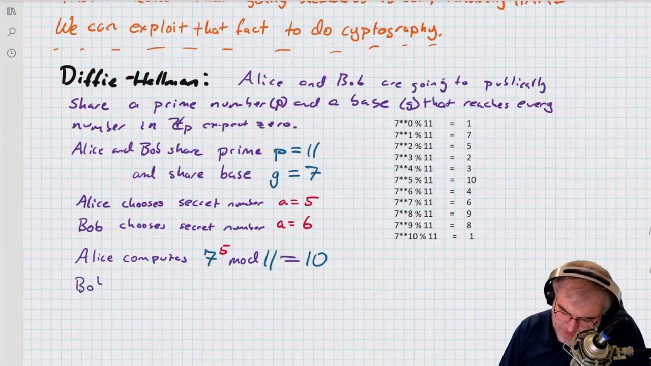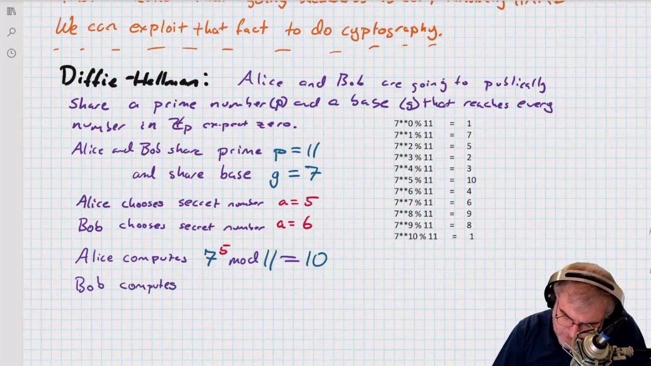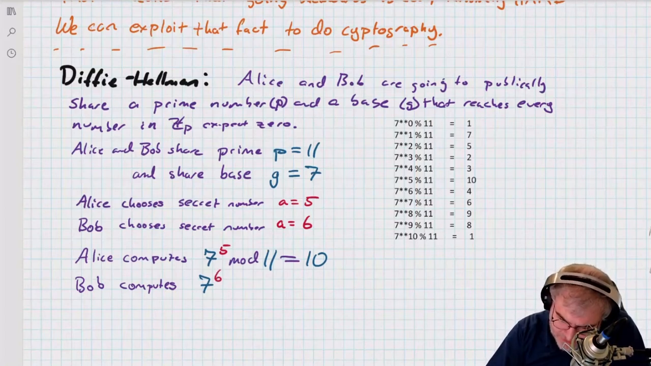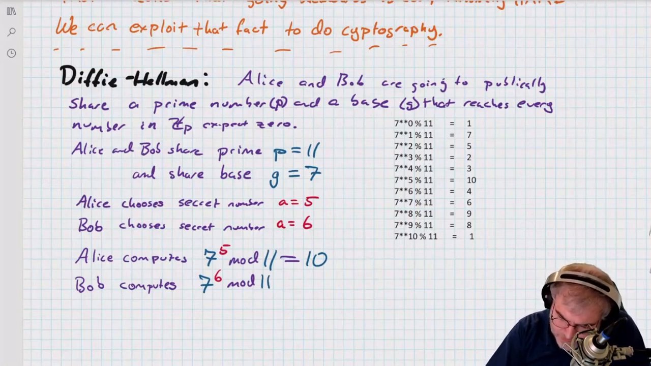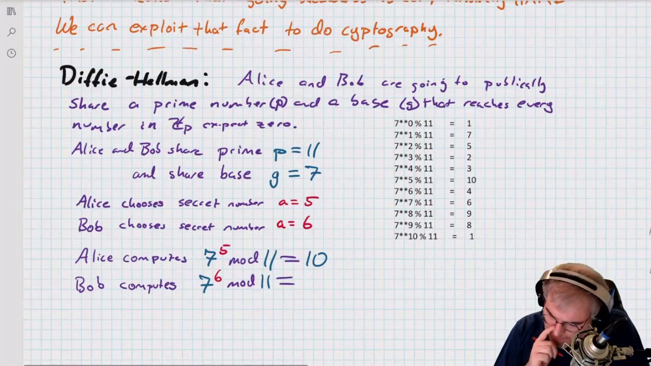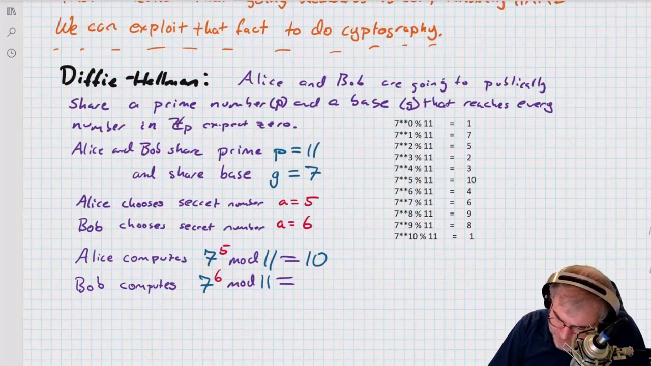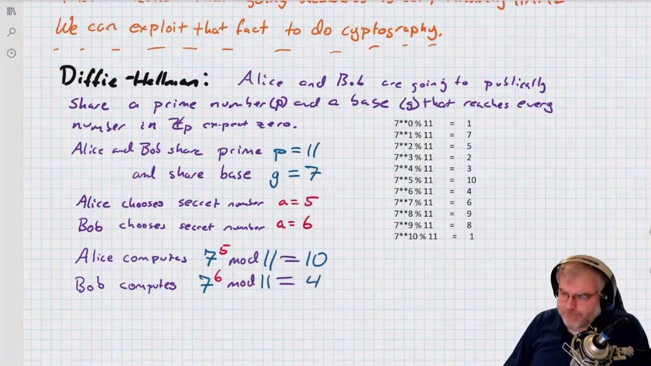Bob computes 7 to the 6th, that was his secret key, mod 11. And according to our chart, all these pens, you should be able to click the eraser to change pens, but you can't. So 7 to the 6th mod 11 is 4. Okay.